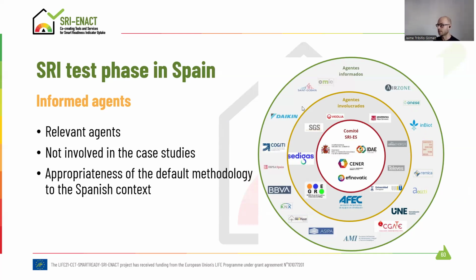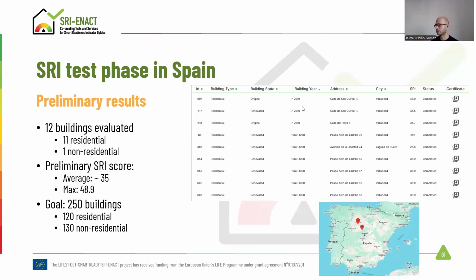And in the last slide, I show you some preliminary results for our project. Please take into account that these are only for SRI-ENACT project. We have evaluated 12 buildings so far. 11 of them are residential. And we have a pretty high preliminary SRI scores. The average is around 35 and the maximum is 48.9.